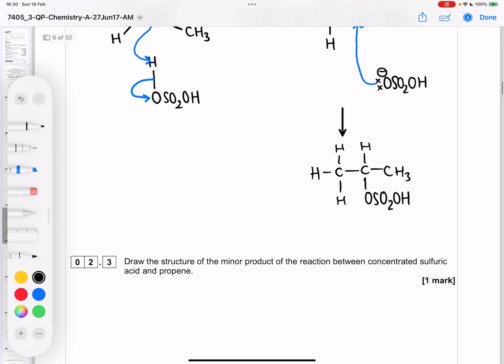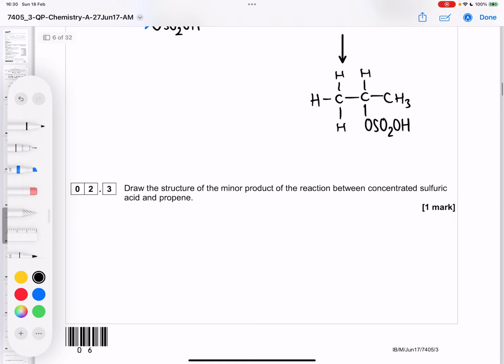So draw the structure of the minor product. So remember when we went back to that step where I described that as the alkene had done the box split. So my propene has moved everything out of the way. The minor product would have the hydrogen on the more stable carbocation and then the OSO2OH, the rest of sulfuric acid, on the other side.